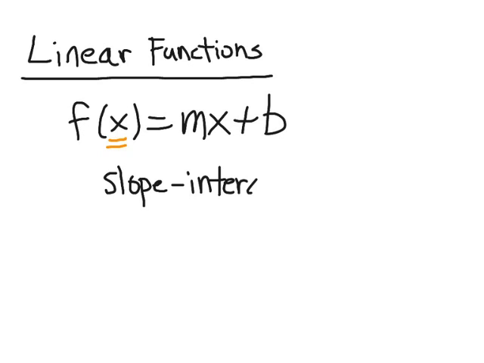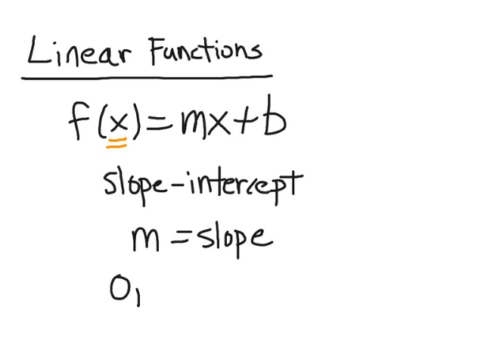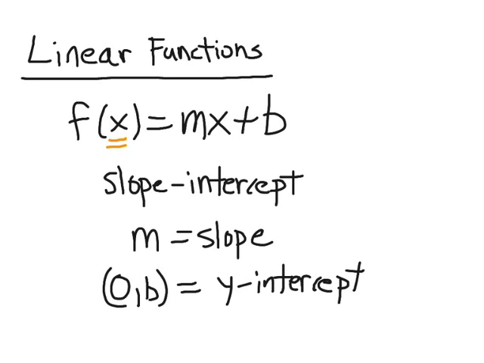I'm guessing you've seen this before and used it in other algebra classes, where m is the slope and the point 0, comma b is the y-intercept. Alright, so y-intercept we've looked at before. We've looked at x and y-intercepts earlier in this course.